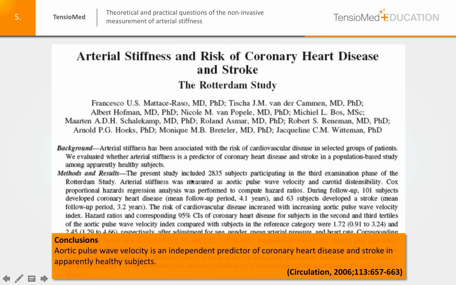In the Rotterdam study, in a more elderly population, in more than 2,800 subjects, the arterial stiffness, aortic pulse velocity, was measured and the relationship with the risk of coronary heart disease and stroke was studied. And the results proved that the increased aortic pulse velocity turned out to be an independent predictor of coronary heart disease and stroke in apparently healthy subjects.